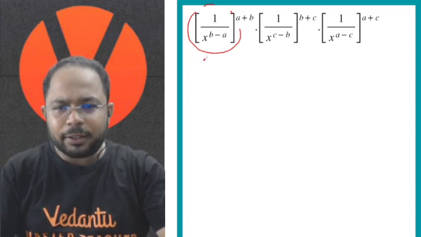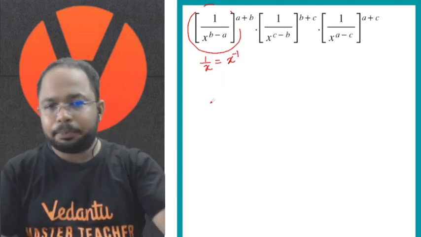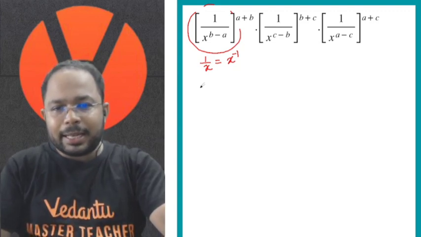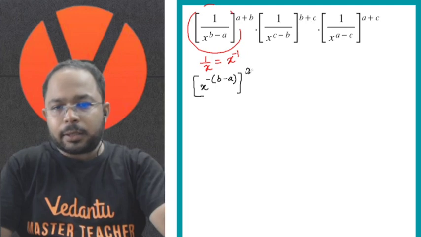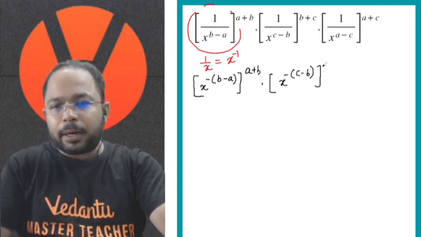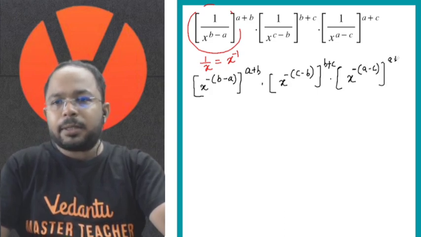So we have learned that 1 by x can be written as x to the power -1. So okay students, here we can write it as x to the power minus b minus a, square bracket, here our a plus will come, dot meaning multiply. Similarly we can write it for c minus b bracket b plus c dot x to the power minus a minus c bracket a plus c.